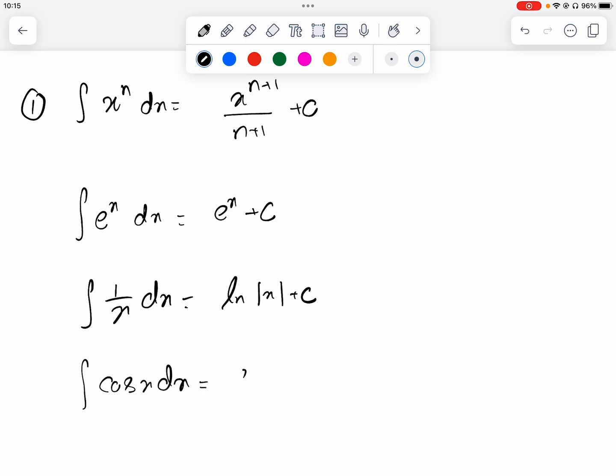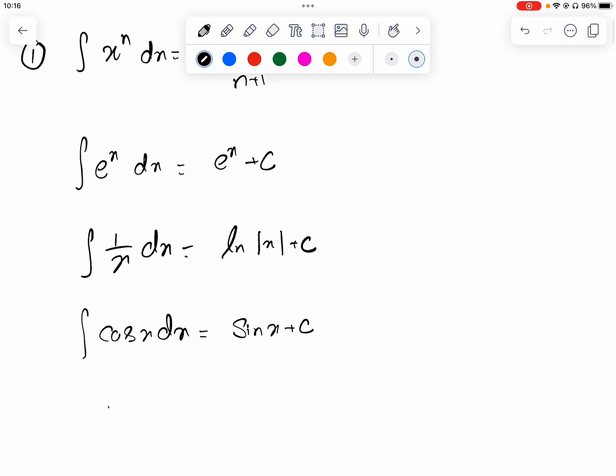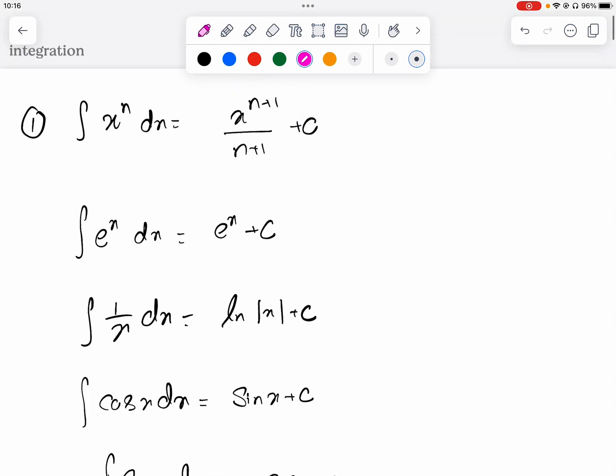Integral of cos x is nothing but what? Sin x plus c. Then integral of sin x dx equals negative cos x plus c. Then another few more formulas: integral of secant square x. Integral of secant square x is tan x plus c.